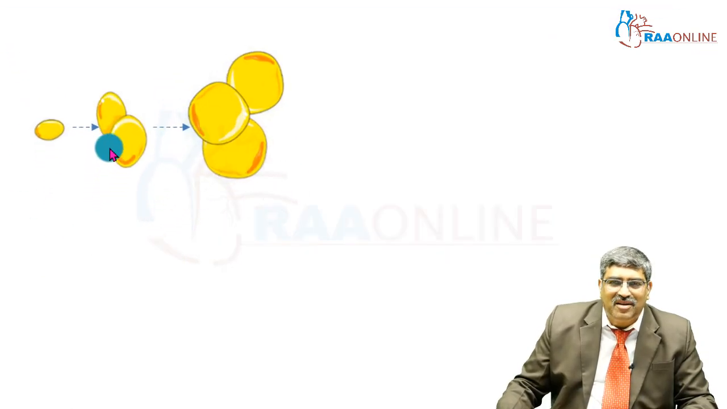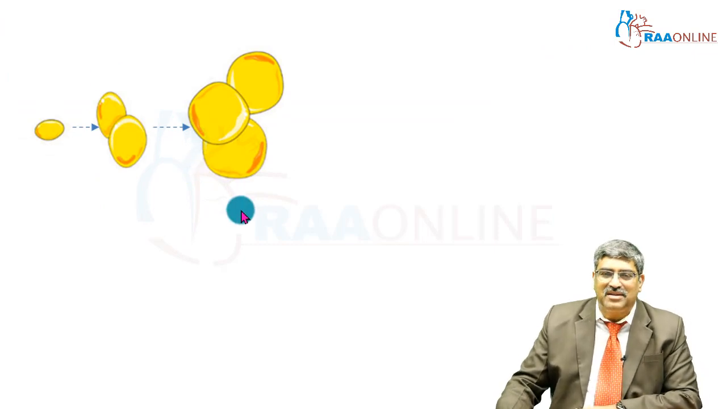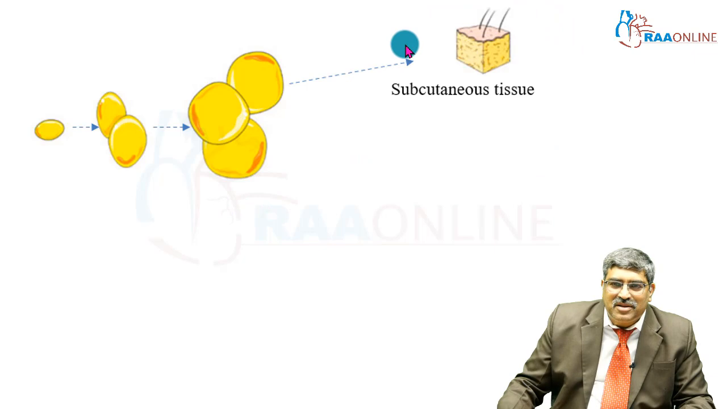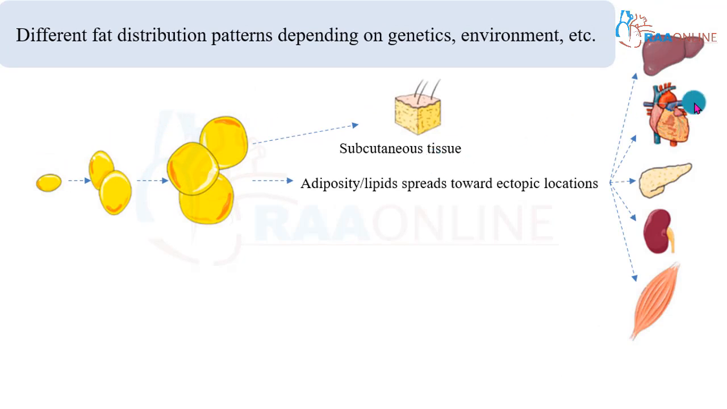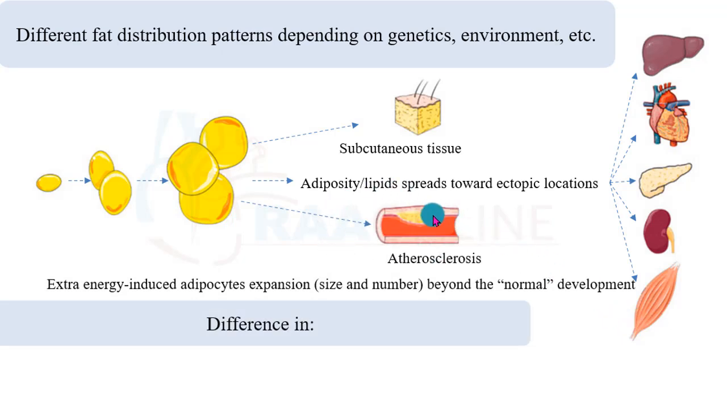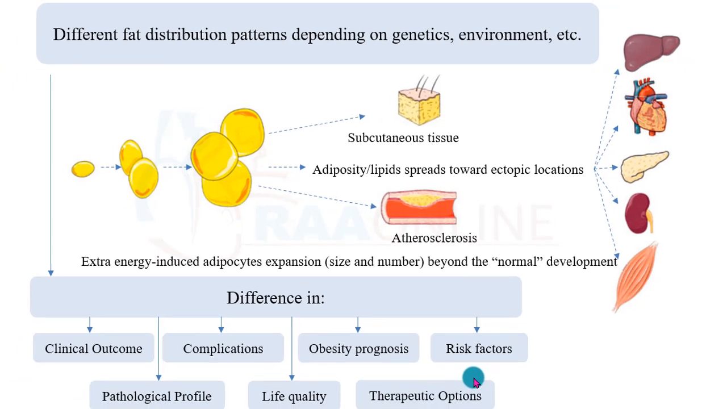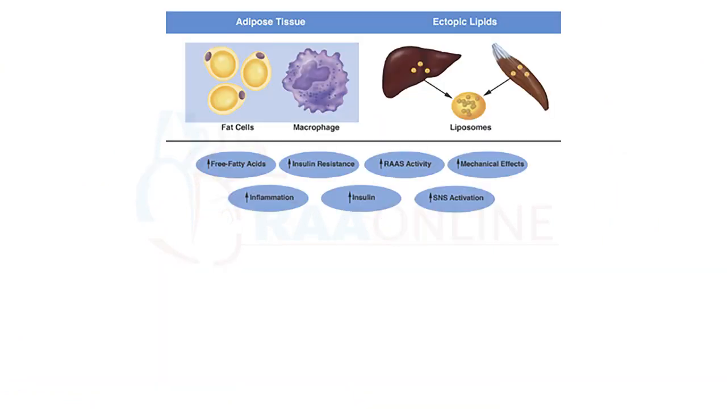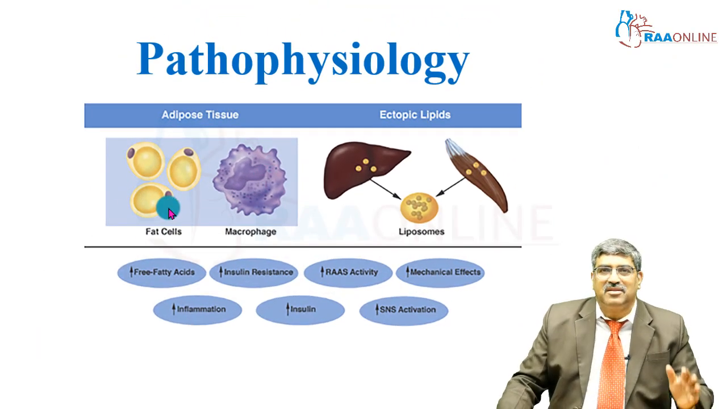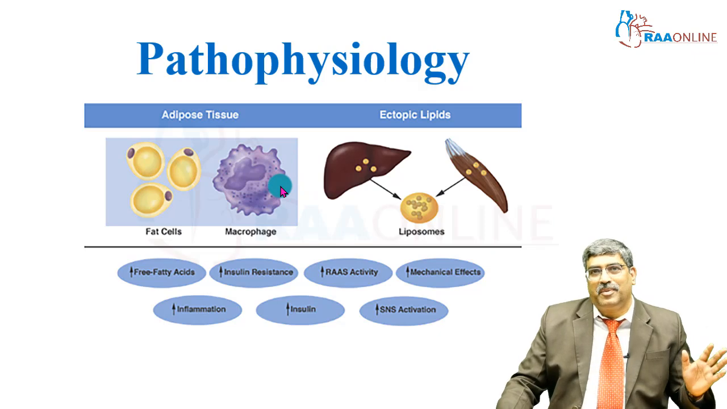Here you can see the fat cell increasing in number as well as in size, and it can deposit in the subcutaneous tissue, which is less harmful, but it can go into the viscera, which can be more harmful, or it can deposit into the vascular tissues, which can lead to atherosclerosis. Depending upon where it gets deposited, you have differences in clinical outcome, complications, prognosis, risk factor, your life quality, and your therapeutic options.